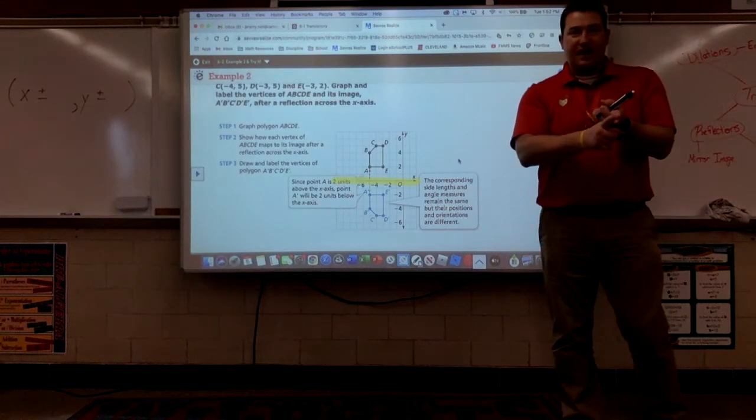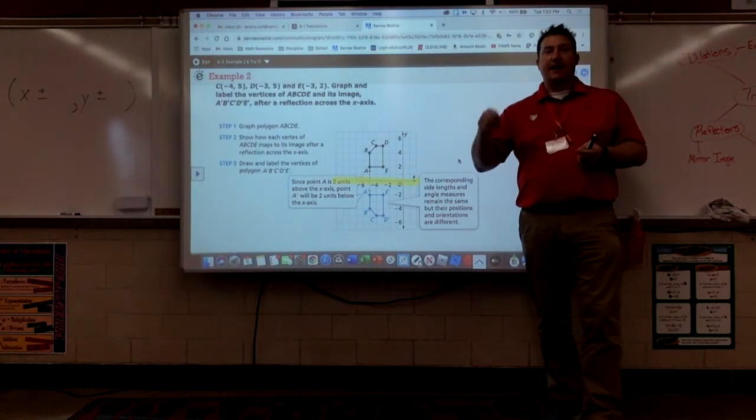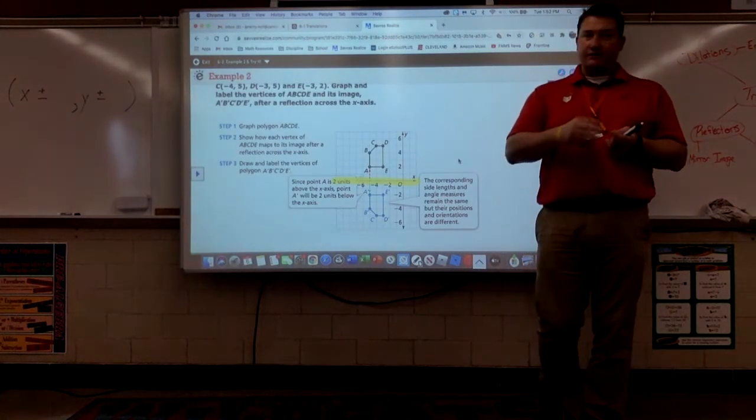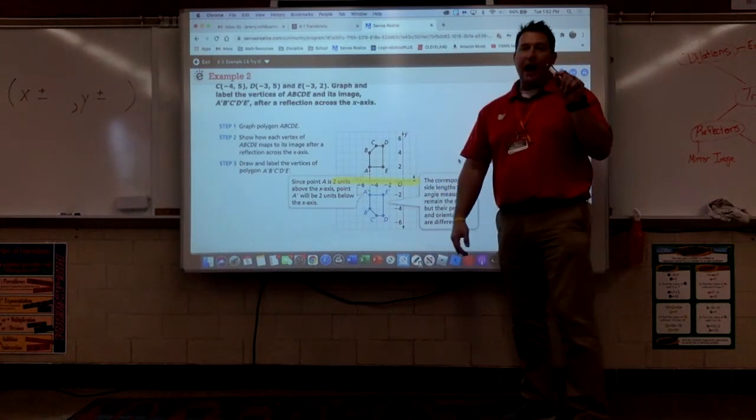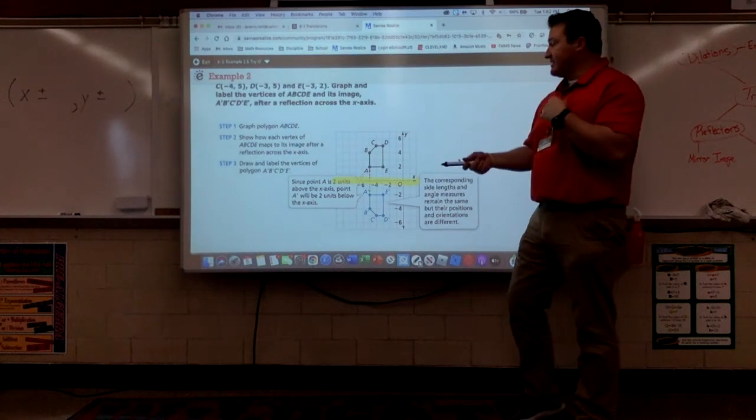Again, is the shape the same? Yes. Is the size the same? You betcha. Is the location? No, that's changed. How about the orientation? Again, here's that test that we do.